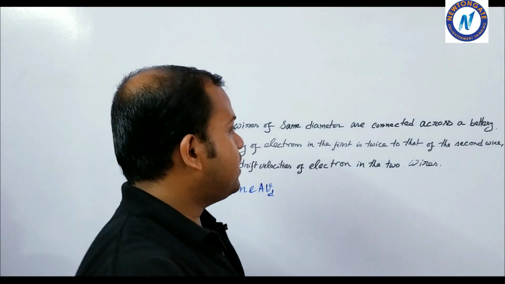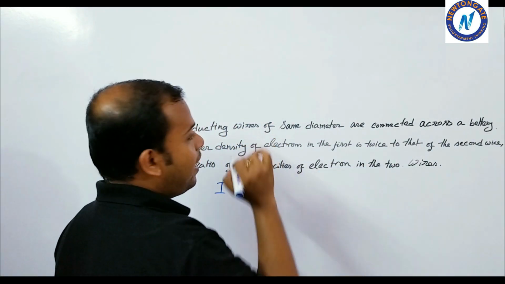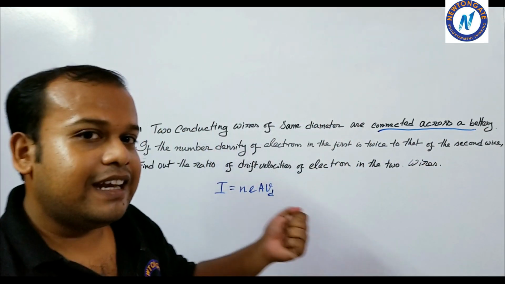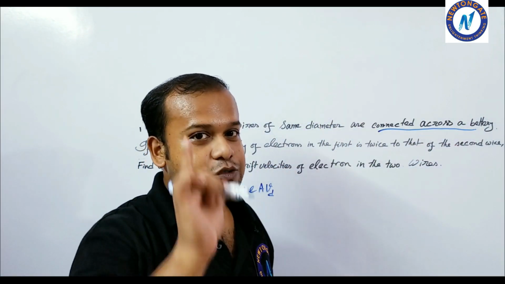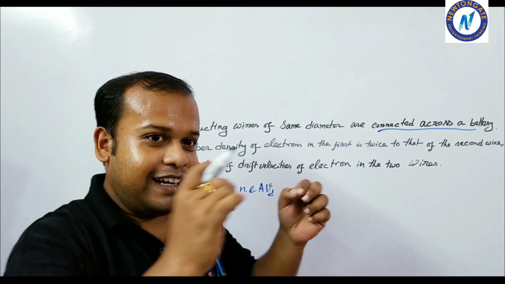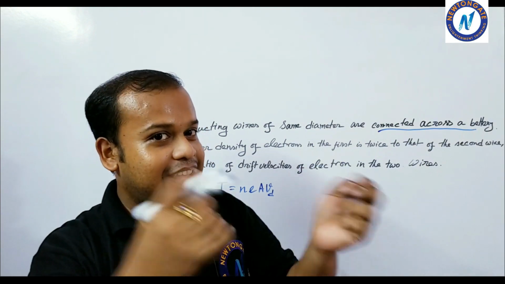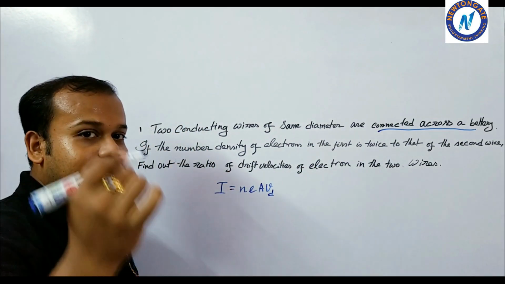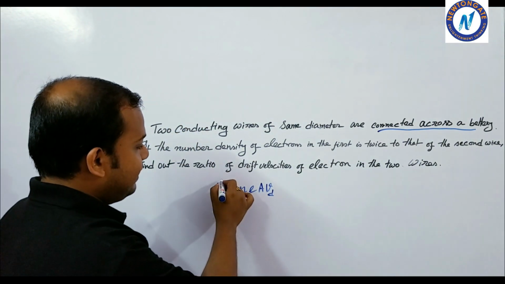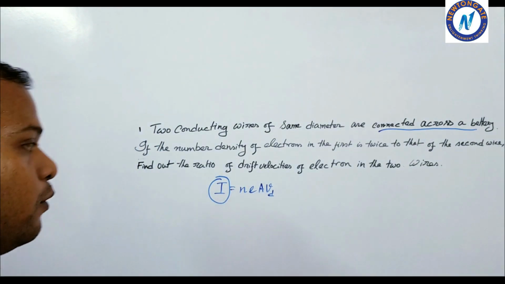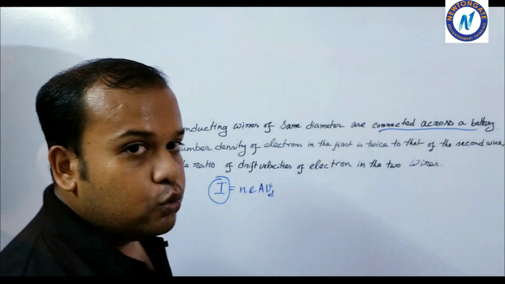Now, according to the question, the wires are connected across a battery. For simplicity, let us consider the battery is identical, that is one battery, once connected with one wire and another time connected with another wire. So for that case, can I say that this I value will be dependent on two things.